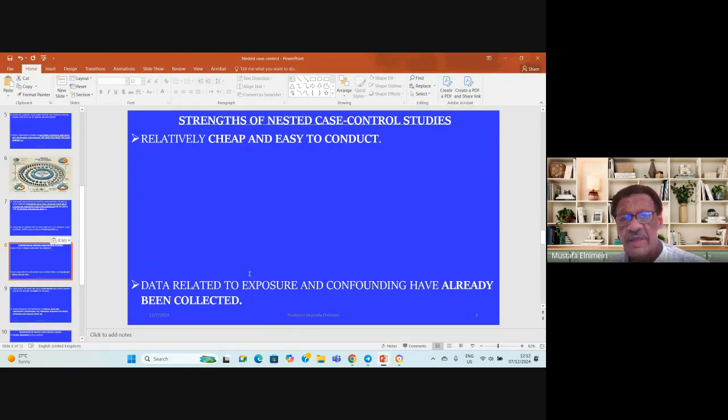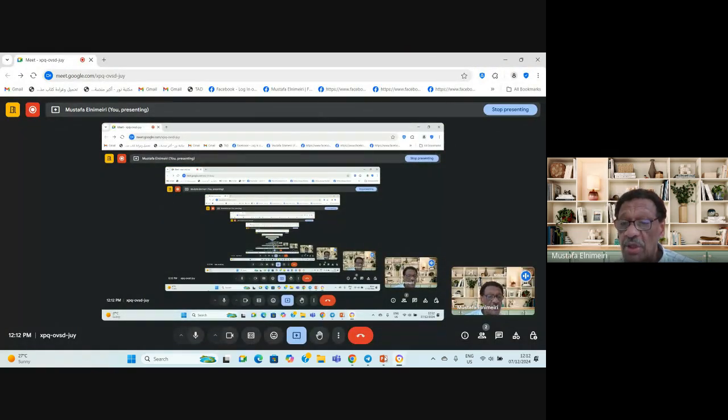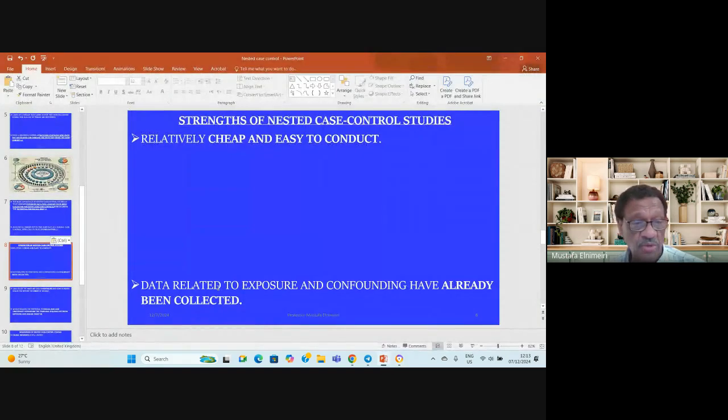Strengths of nested case control studies are that they are relatively cheap and easy to conduct. They are less costly, and data related to exposure, as I have mentioned, and confounding have already been collected because we have the baseline data about the exposure. So we are sure about the exposure status of all the cohort members. And then we see those who develop the disease as cases, and then we match them with controls. We select controls from those who did not develop the disease, and we carry out some sort of matching.